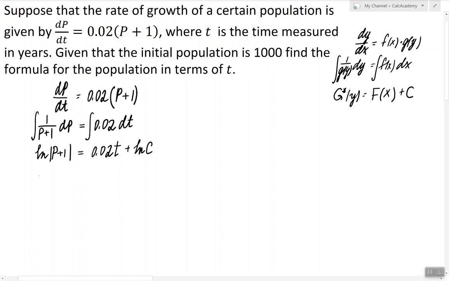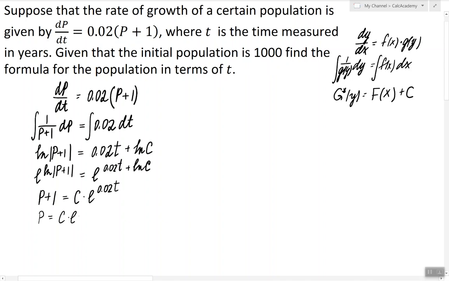So in the next step I'm going to exponentiate, so we're going to have e to the power ln(p + 1) equal to e to the power of 0.02t + ln c. Now the left hand side without absolute values can be simplified to p + 1. The expression on the right hand side can be simplified to this using the properties of exponents, and subtracting 1 from both sides gives us the following function.